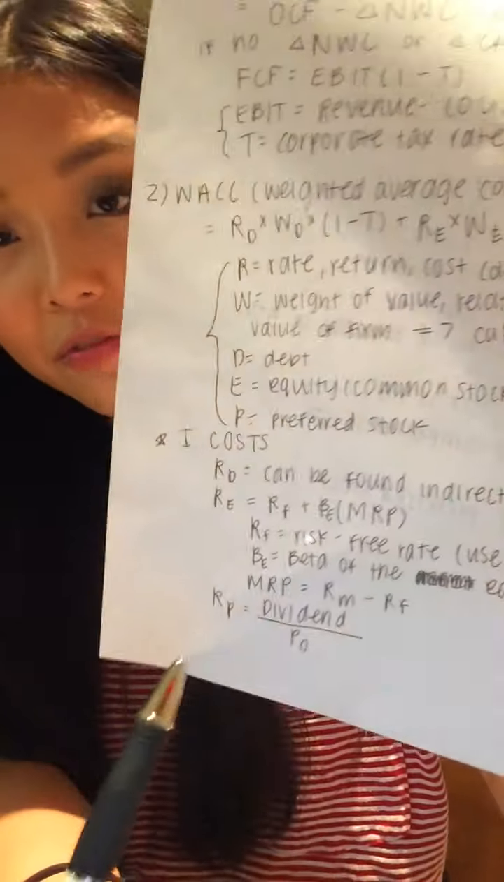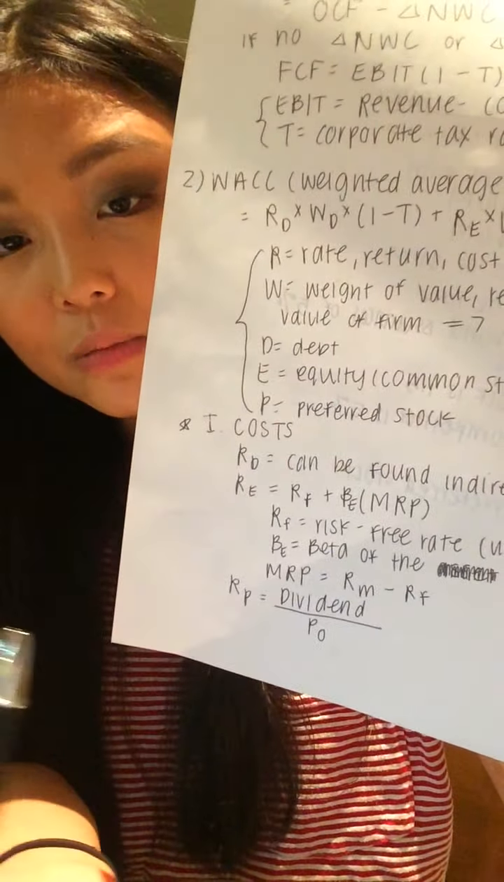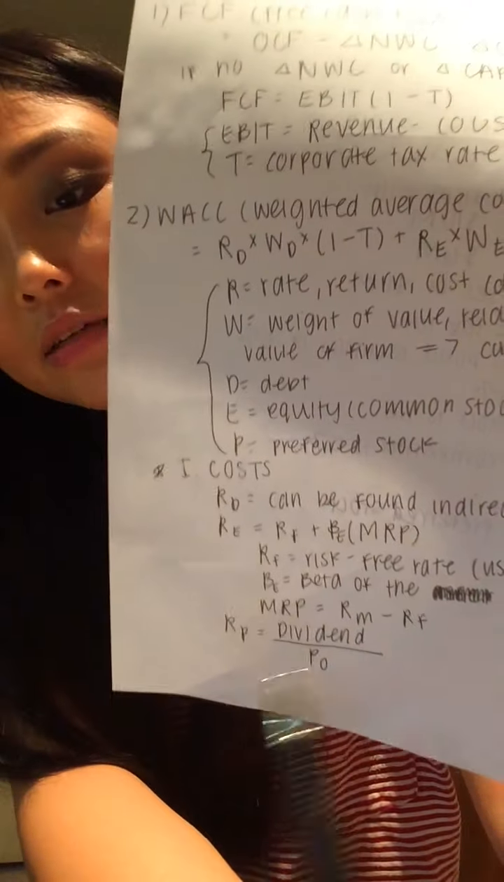So no matter if it's firm A or firm B or firm C, they will all have the same market risk premium. And then the last cost is, of course, the cost of preferred stock. And this will just be a perpetuity formula, because preferred stock basically just gives you a dividend every year. It promises that. So it'll be the dividend divided by the price of the stock today. So that's pretty easy to figure out.